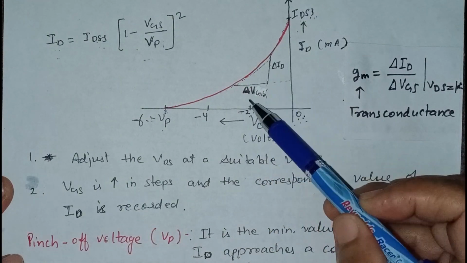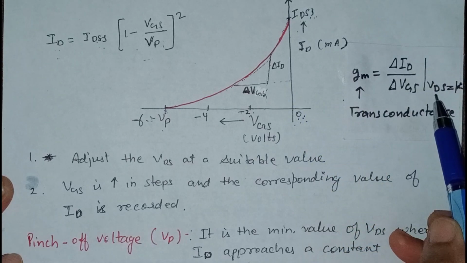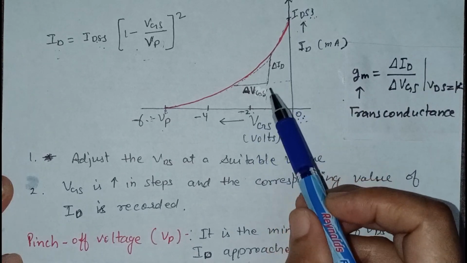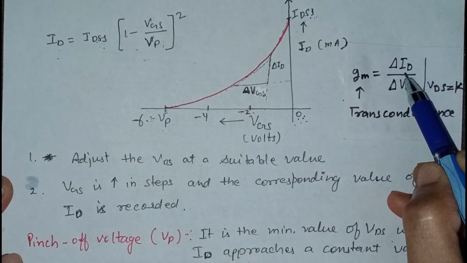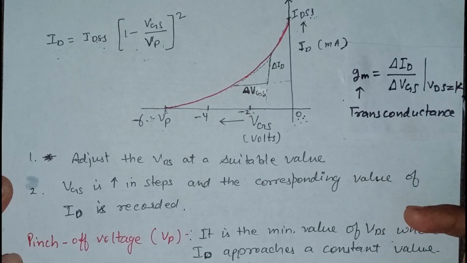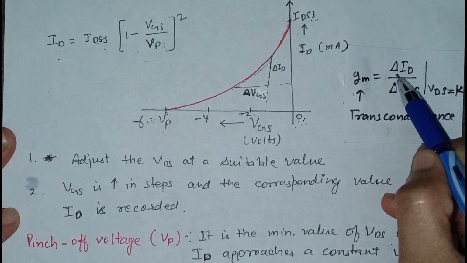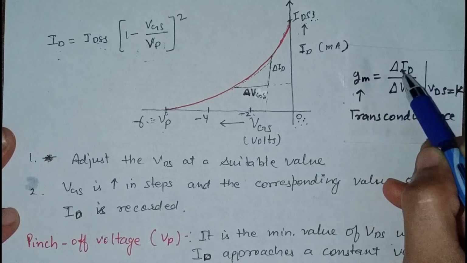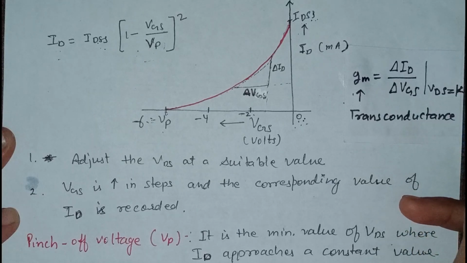Using this curve, we can find out the transconductance of the JFET. This is the formula for transconductance. By finding the slope of this curve, we can find out the transconductance. This is delta ID upon delta VGS when VDS is kept constant. This transconductance tells us how much the drain current changes when we change the value of VGS at a constant voltage of VDS.